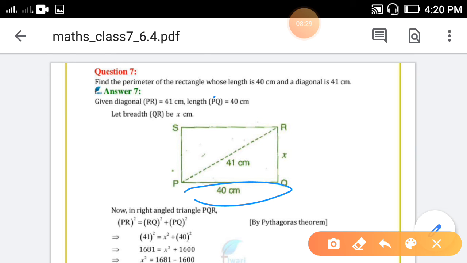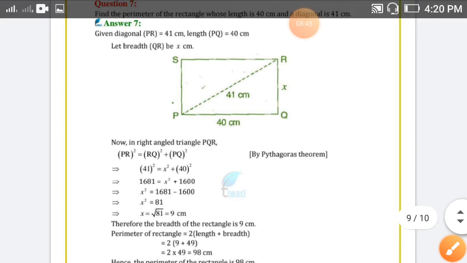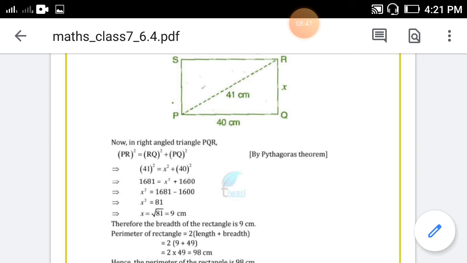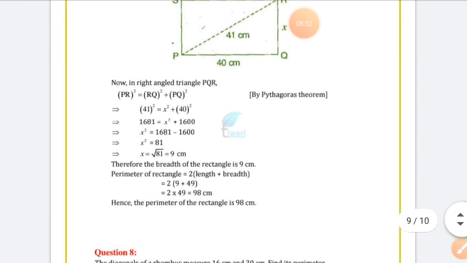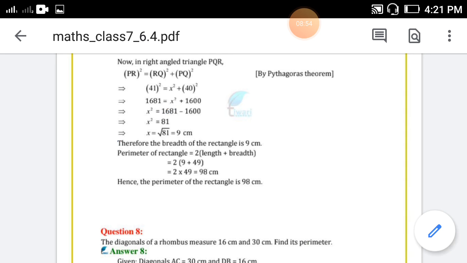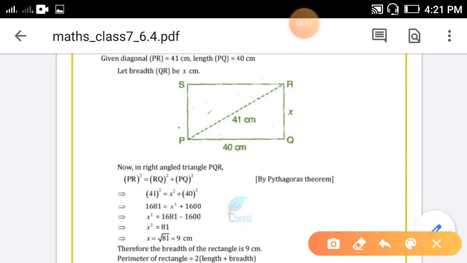So we have these two sides and we want the other two sides. It means we have to find the value of this side, the value of x. Once again, a right angle triangle is formed, so we use the Pythagoras theorem. I am not going to explain this one because it's easy. Try it yourself. The value of x will be 9 centimeters. After using the Pythagoras theorem, you will get the value of this side as 9 centimeters.